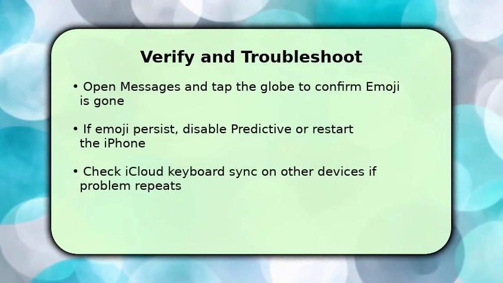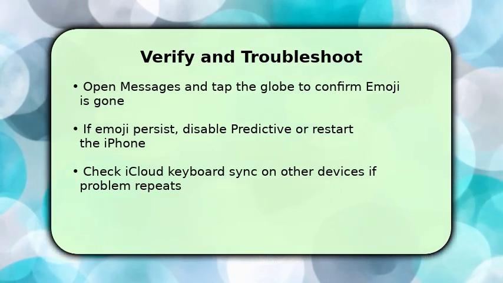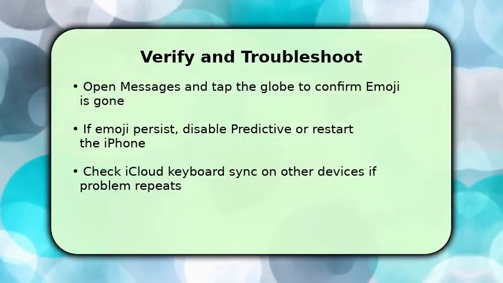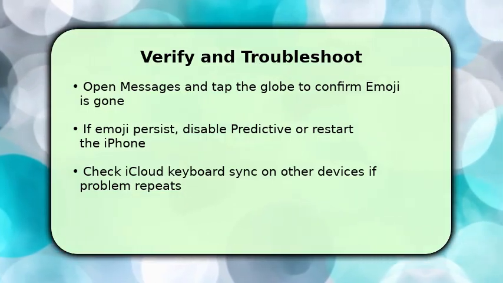You finish by testing. Open Messages or Notes and tap the globe or emoji area to confirm the emoji keyboard is gone. If you still see emoji suggestions, disable Predictive in Keyboard Settings or restart your iPhone because cached suggestions can linger.